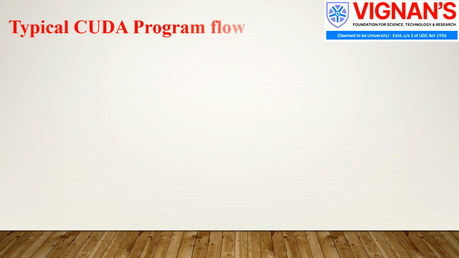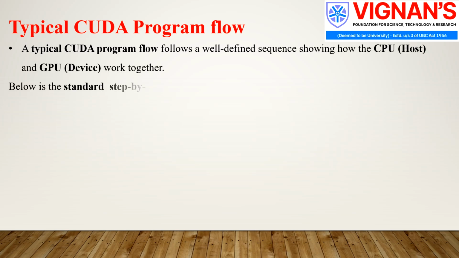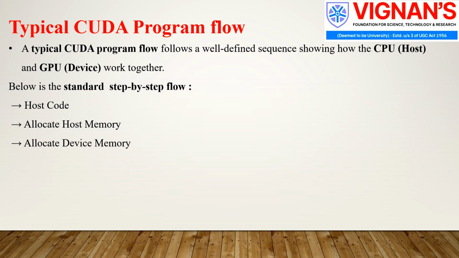Typical CUDA program flow. A typical CUDA program follows a clear sequence that shows how the CPU and GPU work together. First, the program starts on the CPU, which is also called the host. The host allocates memory on the system RAM to store input and output data. Next, the host allocates memory on the GPU, which is called device memory. After memory allocation, data is copied from the host to the device.